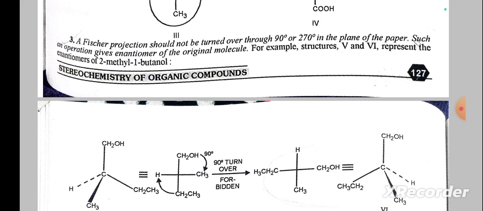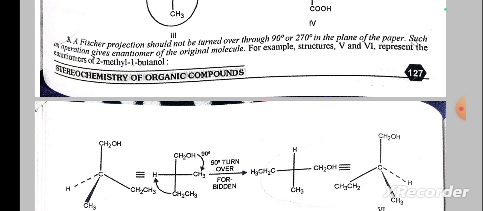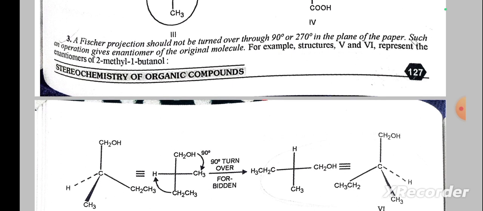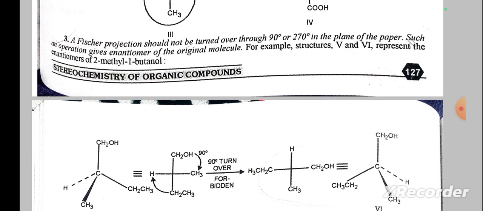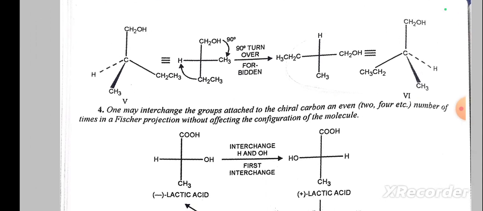Third, a Fischer projection should not be turned through 90 or 270 degrees in the plane of paper. Such an operation gives the enantiomer of the original molecule. For example, structures fifth and sixth represent the enantiomers of 2-methyl-1-butanol.